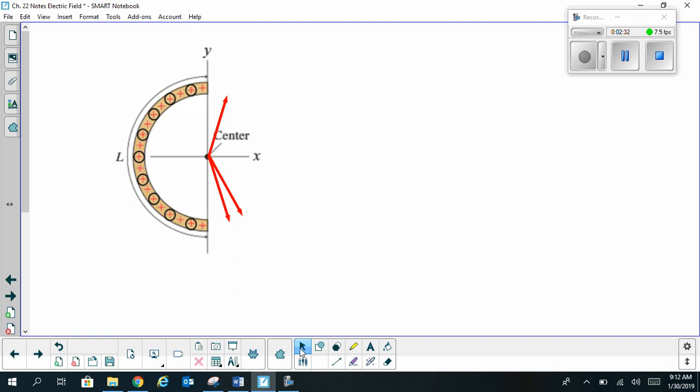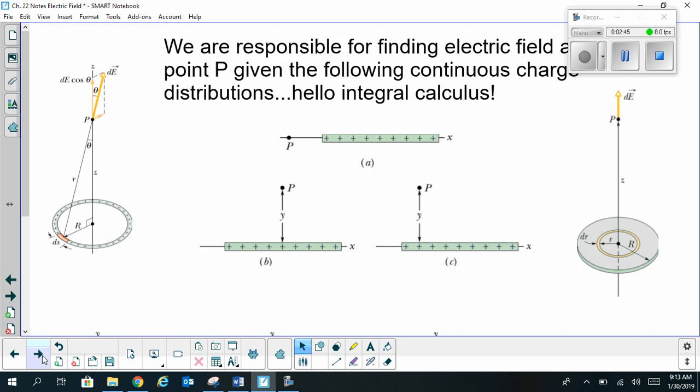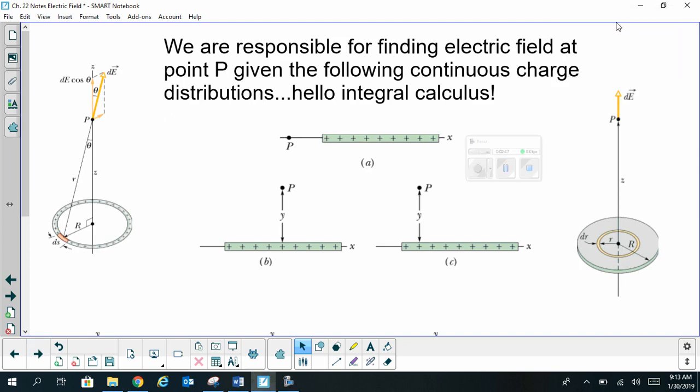So I'm actually going to make two different videos today. One is going to walk us through one example, and then the second is going to be a different example. And so you can look at them at two different times. So we are responsible for specific charge distributions. We're not responsible for every single one in the entire universe, but we're responsible for specific ones. So these are the ones that we are responsible for.